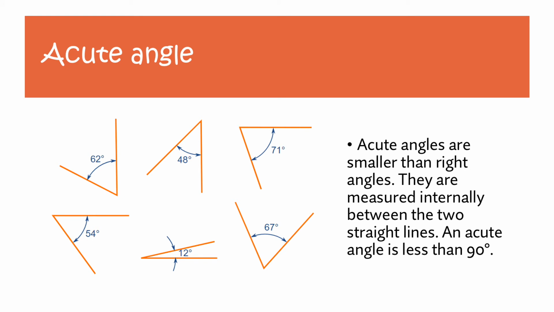Now we're going to take a look at what an acute angle is. Acute angles are smaller than right angles. They are measured internally between the two straight lines, just as right angles are. However, the distance between the two lines is smaller, and therefore the angle is less than 90 degrees, as you can see in the examples that I have indicated on the left-hand side. All of these angles are less than 90 degrees.